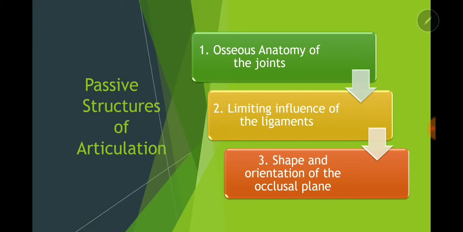So you have to keep that in mind. These are the passive structures: ligaments, the bony anatomy, and the shape and orientation of occlusion. Now, what are some of the active elements of articulation?